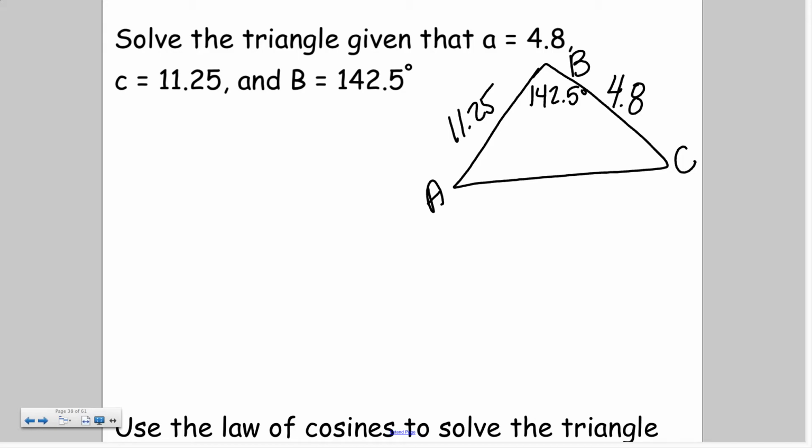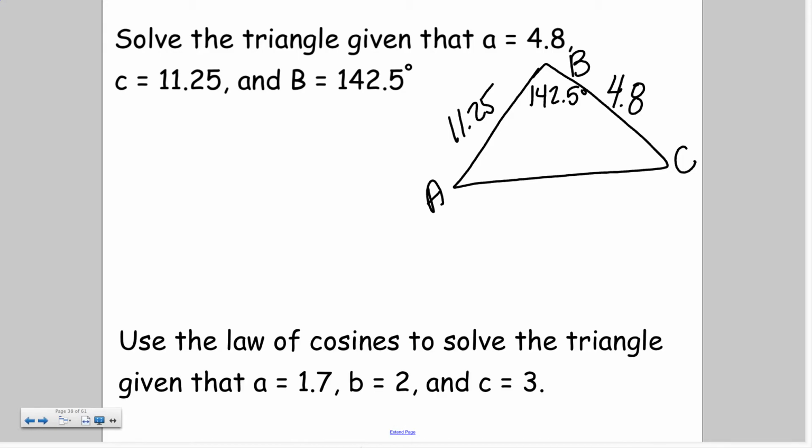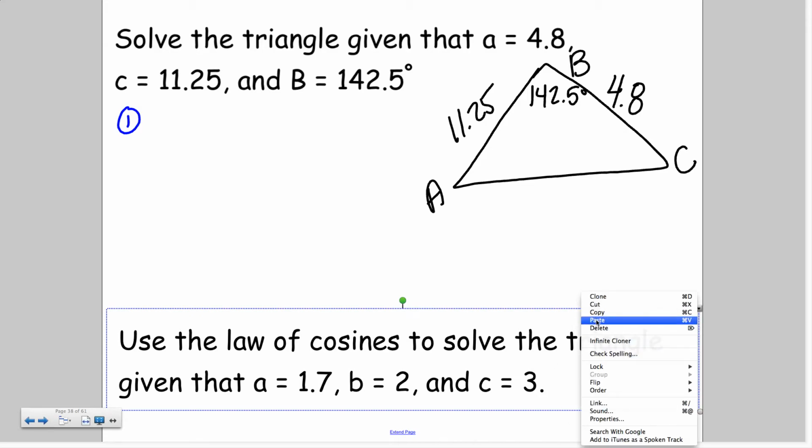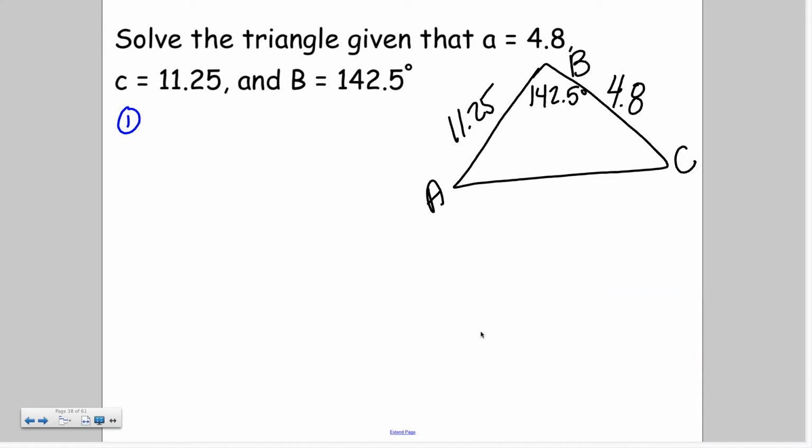So first thing is our law of cosines. We're going to delete this one real quick, because we're just going to skip that example too. Alright, and we know our angle B, so we're going to go ahead and try to find side B.